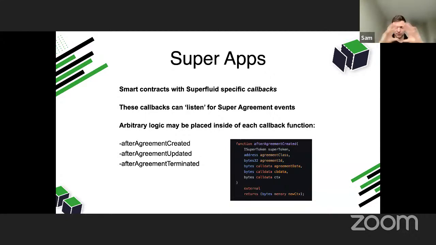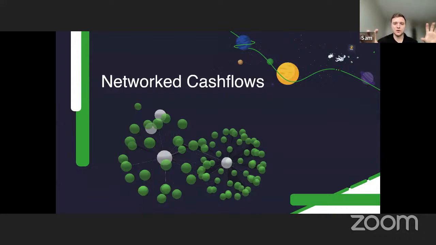So if we zoom out a bit more, what you have here is a lot of streams going from user to user. Then you have streams going into apps, like super apps. And then you have streams going back out from super apps back to users, which might be going to pay for subscriptions. You have all these cash flows bouncing off of each other, and eventually you get what we're excited about, which is this network of cash flows.